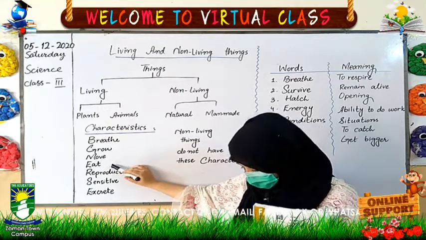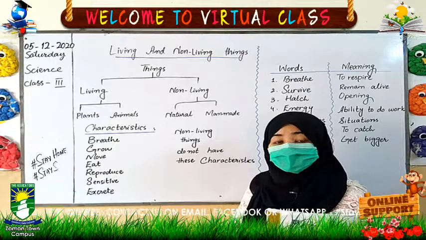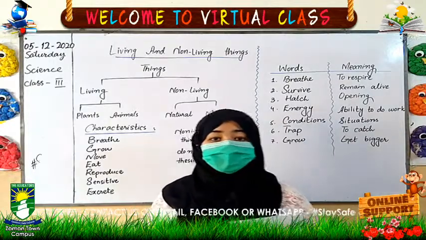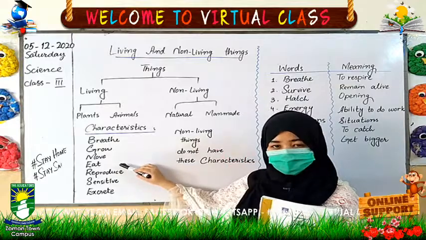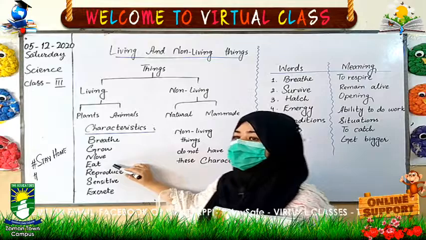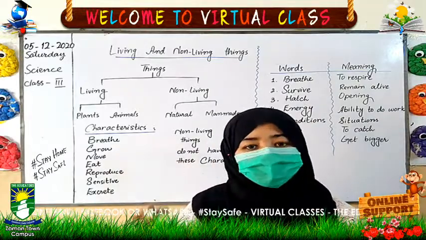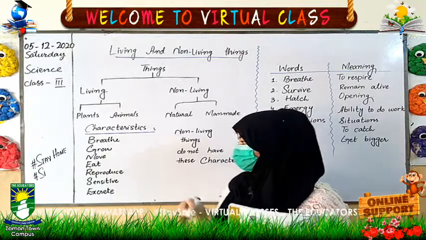Now, all living things need food to stay alive and get energy, to grow and move, and it keeps us healthy. What about plants? Plants make their own food in the presence of sunlight, water, and air.